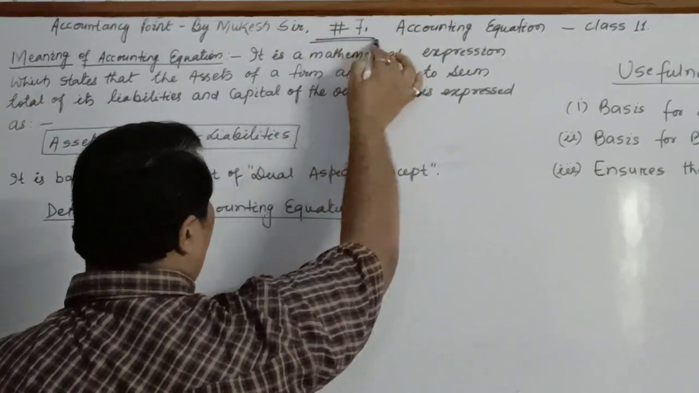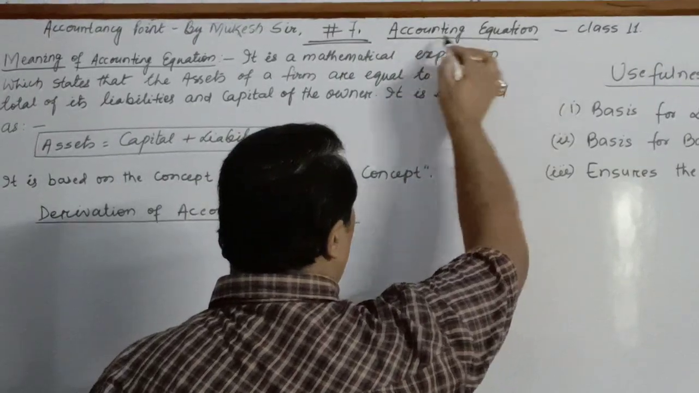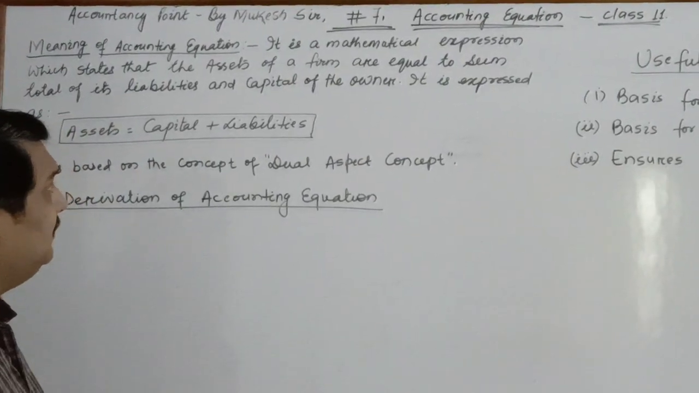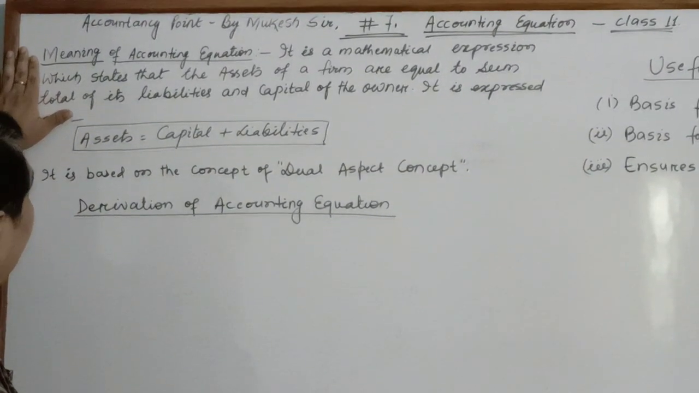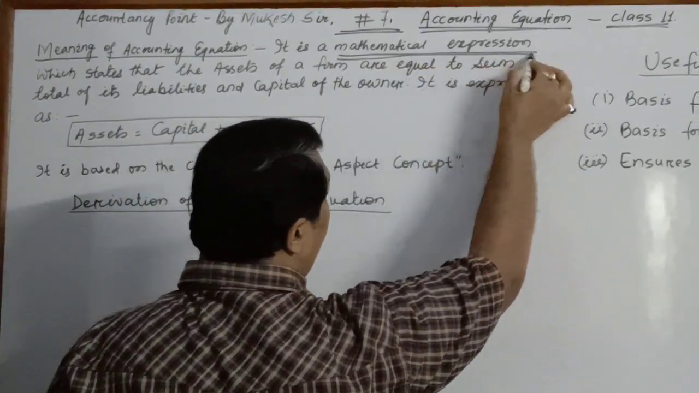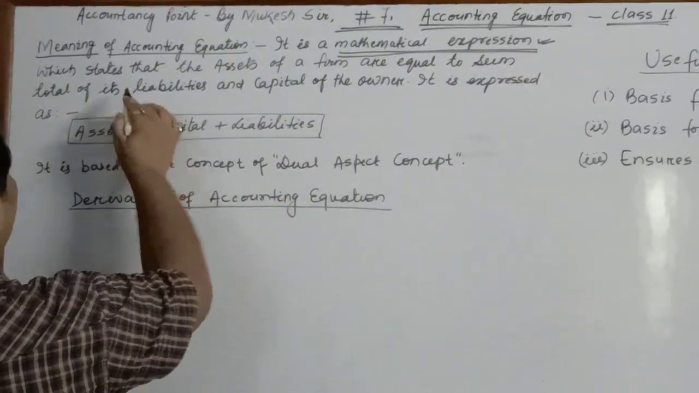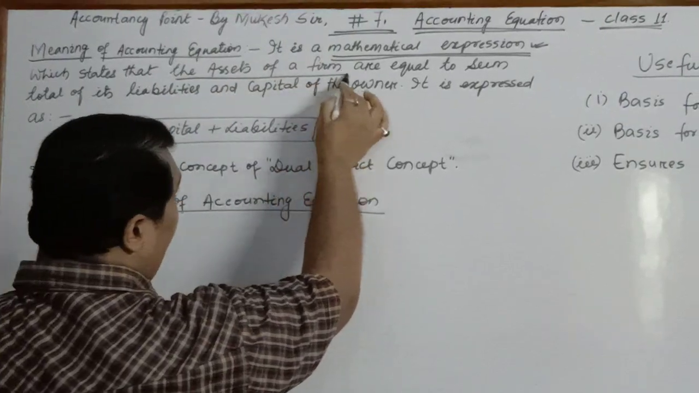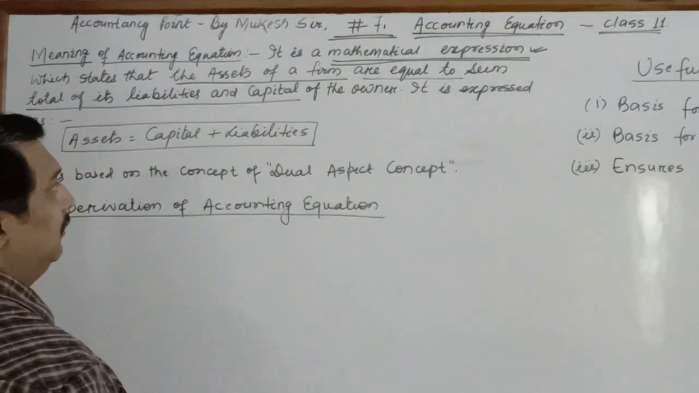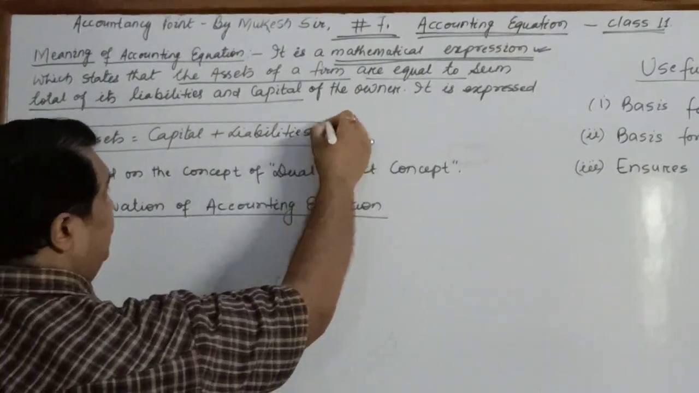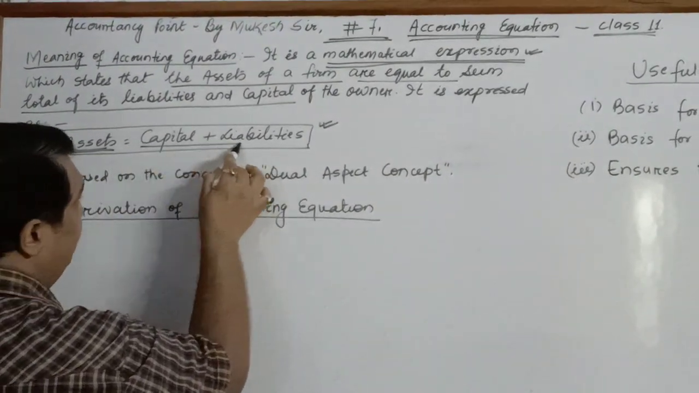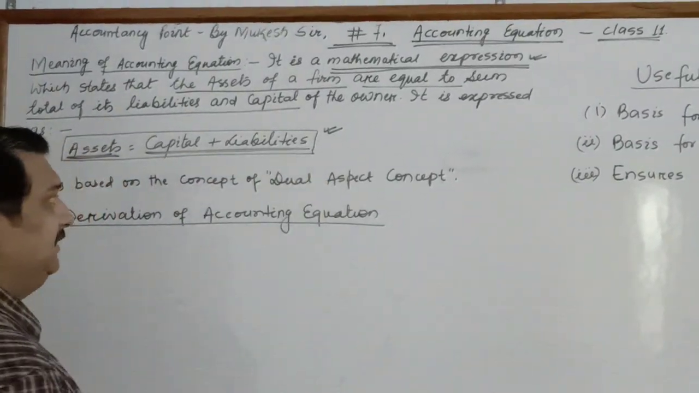This is video number 7 based on the accounting equation for class 11. Before we move ahead, let us understand the meaning of accounting equation. Accounting equation is a mathematical expression which says that the assets of a firm are equal to the sum total of its liabilities and capital. That means this is the equation which we are talking of. The total of assets is equal to the sum total of capital and liabilities.